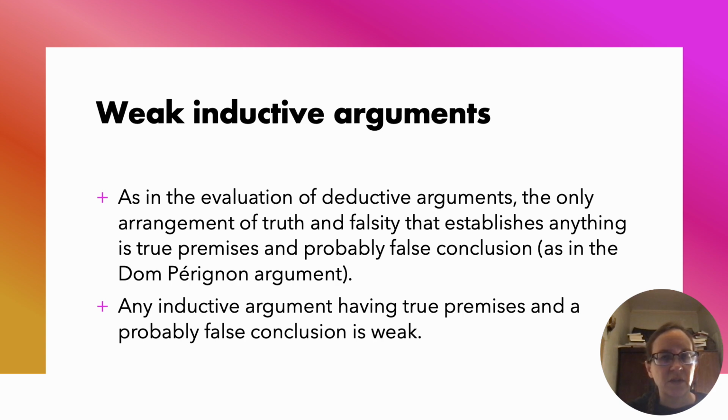An inductive argument that has true premises and a probably false conclusion is weak. So a weak inductive argument is one that has true premises and a possibly false conclusion, in a similar way to where a deductive argument cannot. An invalid deductive argument is one where the premises can be true and the conclusion false. But again, remember, with induction, it's only weakness, and it's only sort of subjective-ish whether it's a good argument or not, because it's probability.